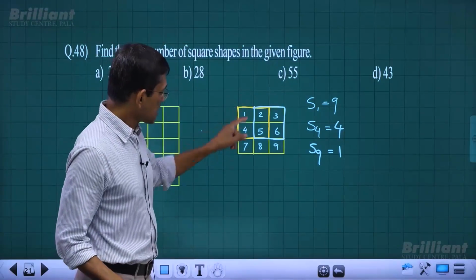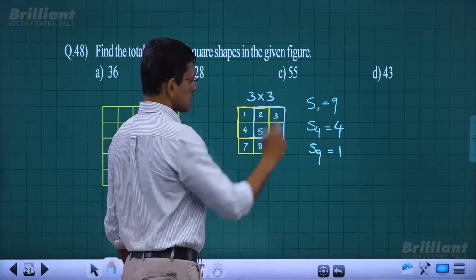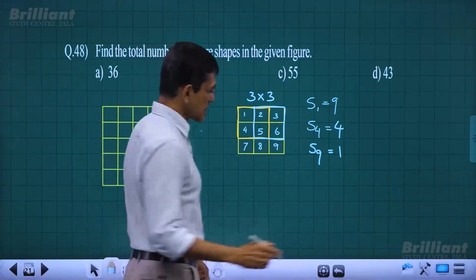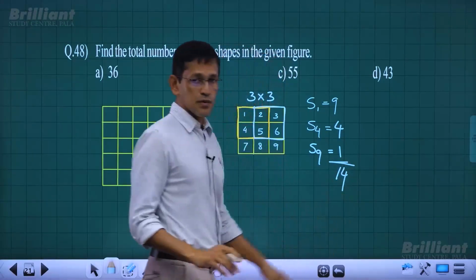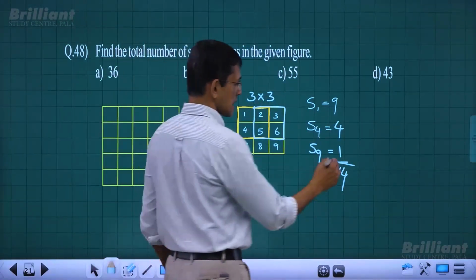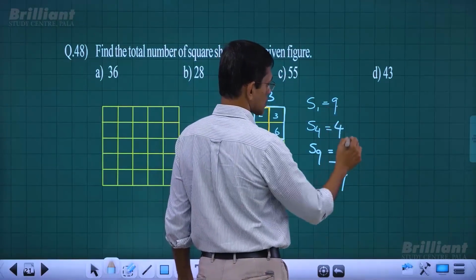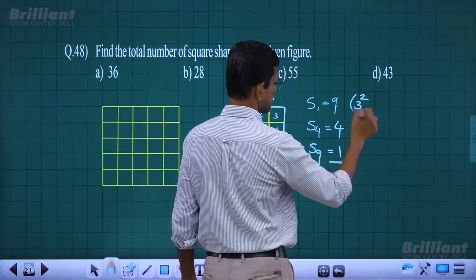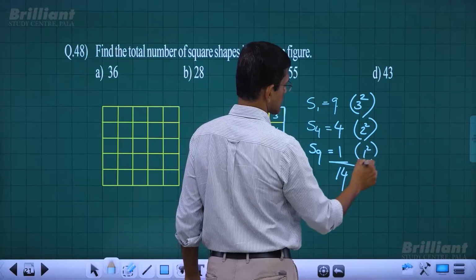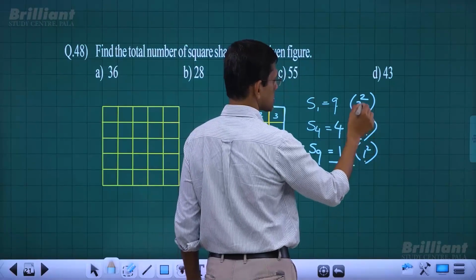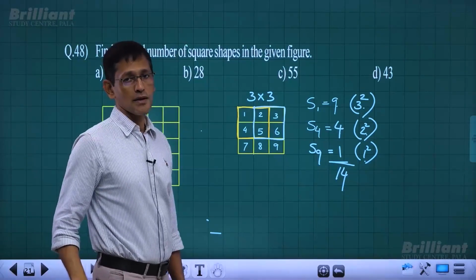So this is a 3 by 3 grid. So 3 rows and 3 columns. What you got? The answer is 14. 9 plus 1, 10 plus 4, 14. What's the peculiarity of this thing? See that this is 1, this is 4, this is 9. So you take 9 as 3 square, 4 as 2 square, and 1 as 1 square. So it's pretty much 1 square plus 2 square plus 3 square.